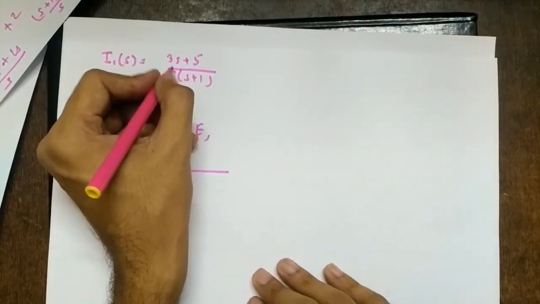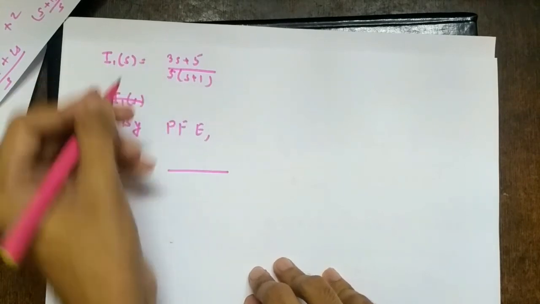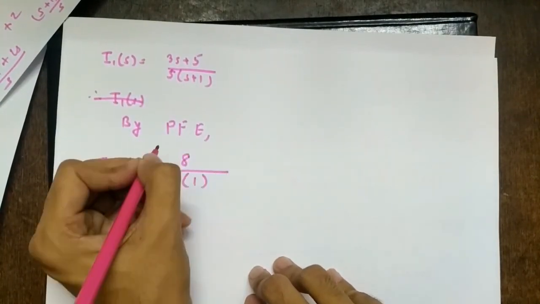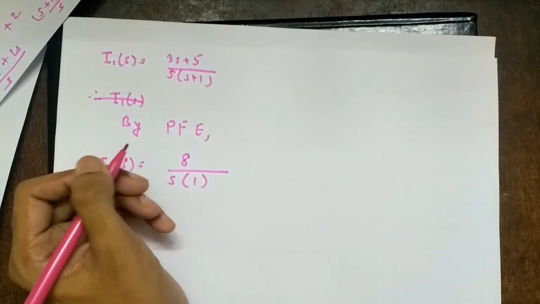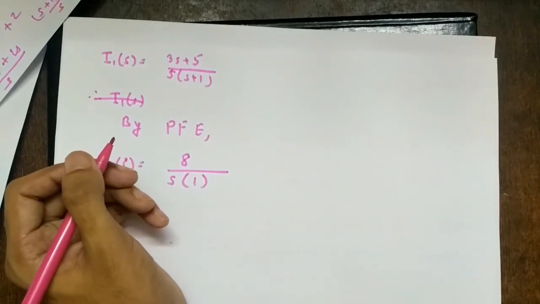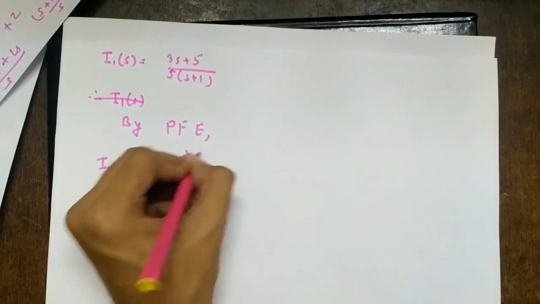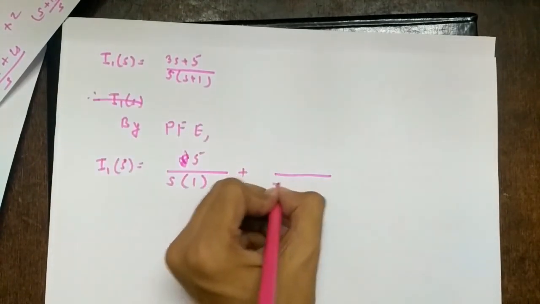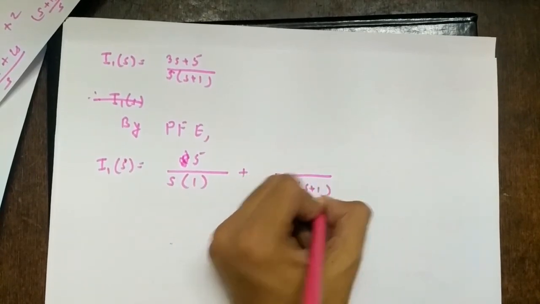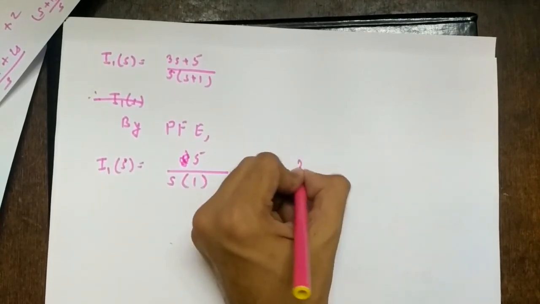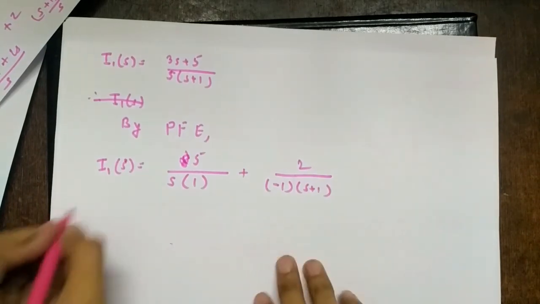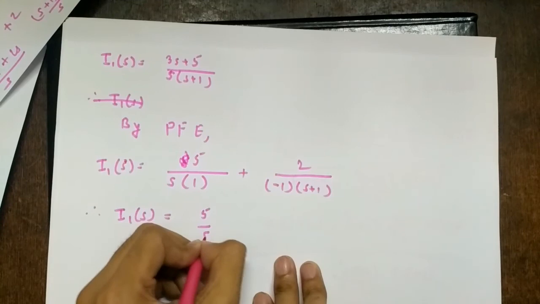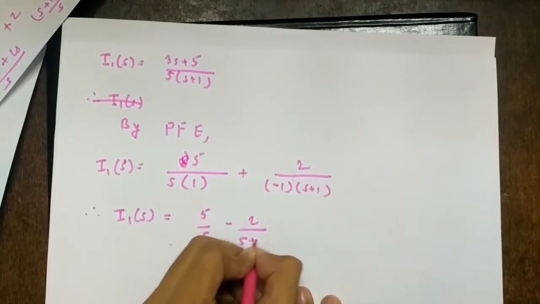Take S equal to 0. Substitute everywhere except this S. So this S is as it is, so this will be 1. So 3 plus 5 is 8. Right? S is 0, sorry, so this will be 5. I took it as 1. So plus, then take S is minus 1. Keep this as it is. So 5 minus 3, so 2. Right? So therefore, I1 of S equal to 5 by S minus 2 upon S plus 1.